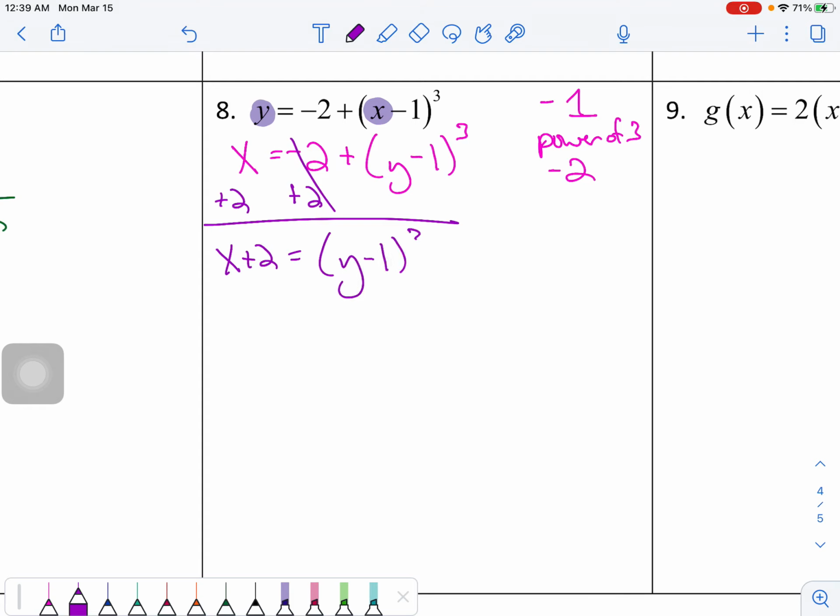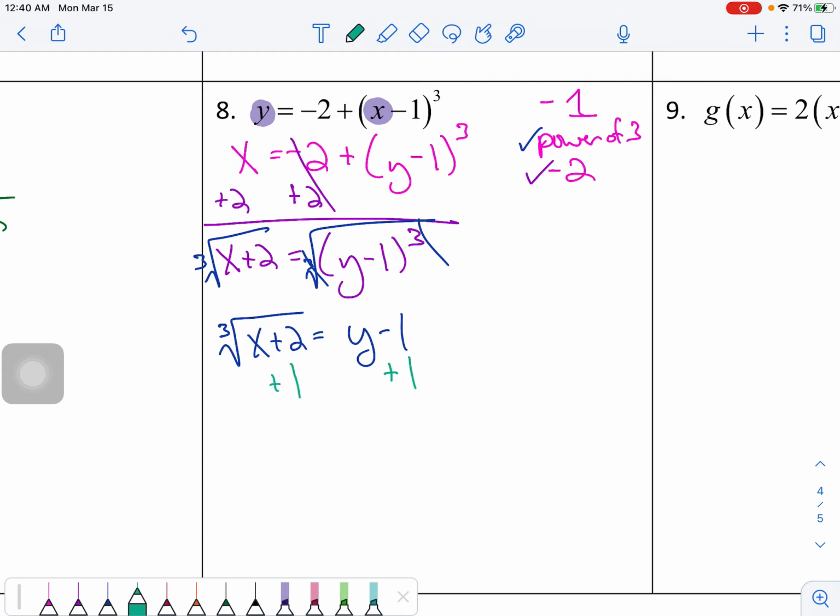So x plus 2 is equal to (y minus 1) cubed. So that's the -2 gone. Power of 3, well, that means I'm going to take the cube root of both sides. So cube root and the power are gone. So I would have the cube root of (x plus 2) equals y minus 1. So power is taken care of. Last thing here, to get rid of a minus 1, I'm going to add 1 to both sides.